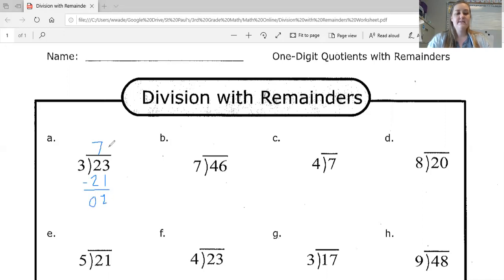Okay, so that means this is the answer to this question. Give me 7, remainder 2. So they could split it up evenly, 7 people, but there's gonna be 2 left over. Let's do B. 46 divided by 7.